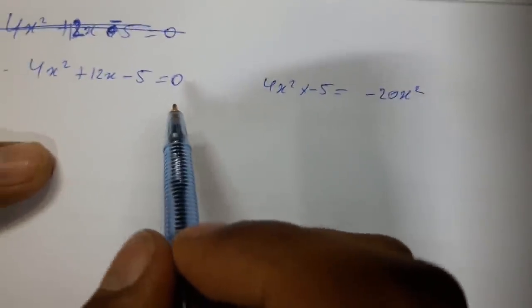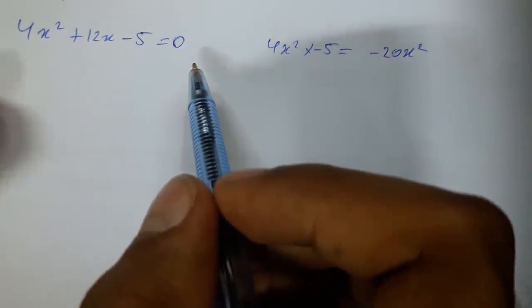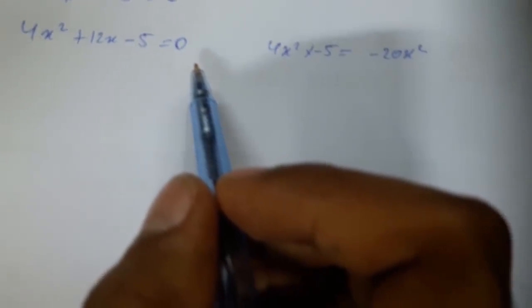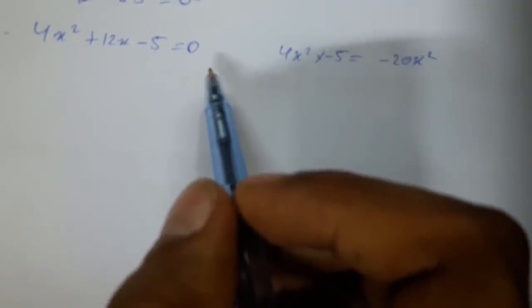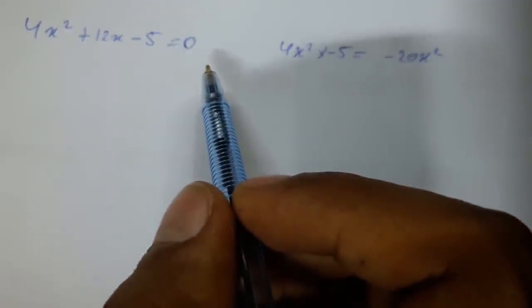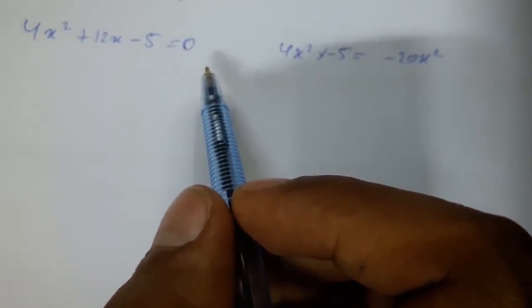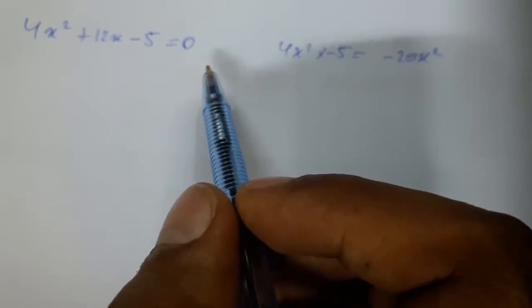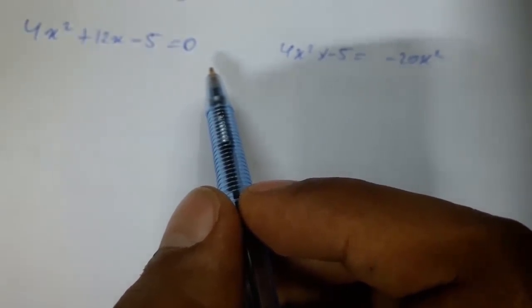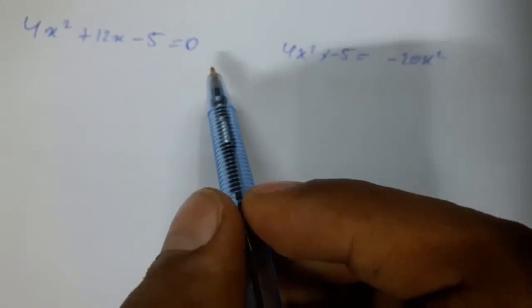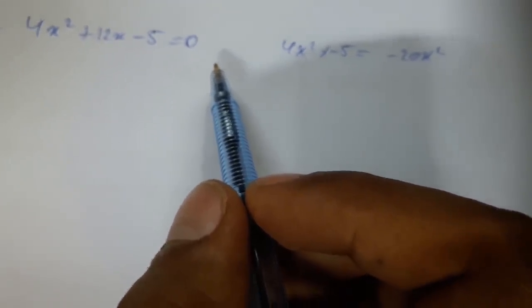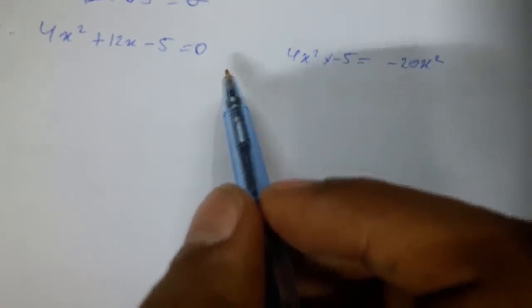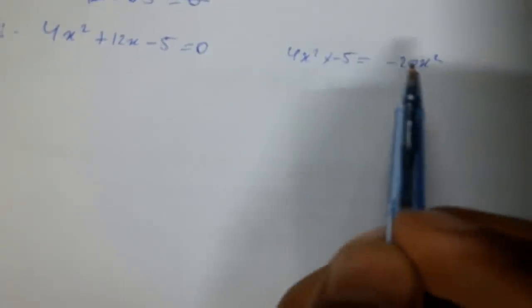Okay, so let's check. 5 4s are 20, but okay, we start from the two numbers. When we add them, the answer should come 12. So now we are multiplying 11 into 2. 11 into 2 is equal to 22, plus 11 plus 1 is equal to 12. So now 12 is coming but not 20.